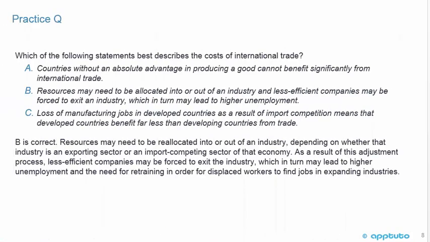Okay, I think that was a fairly easy question because B, the wording is just exactly the same as the slide that we looked at previously. Which of the following statements best describes the costs of international trade? Correct answer is B. Resources may need to be allocated into or out of an industry, and less efficient companies may be forced to exit an industry, which in turn may lead to higher unemployment. So B is correct, okay?